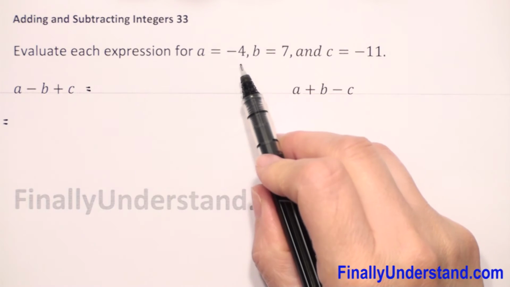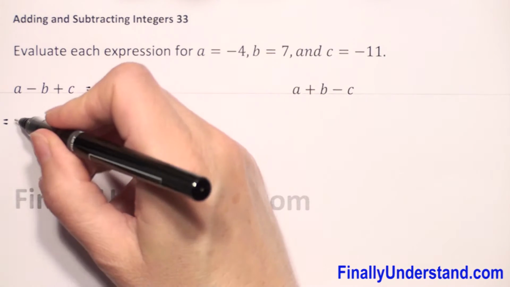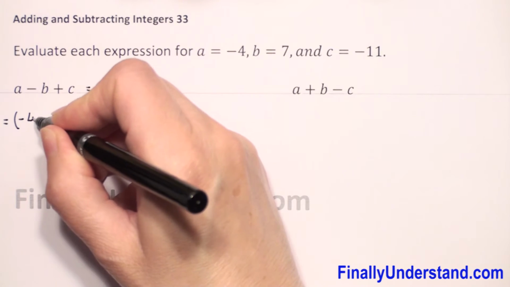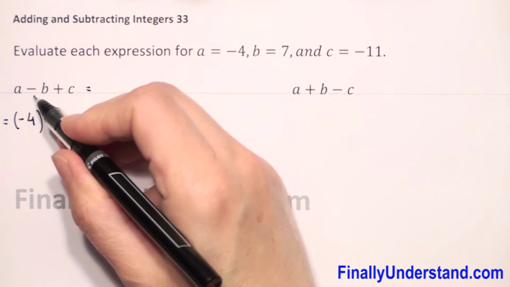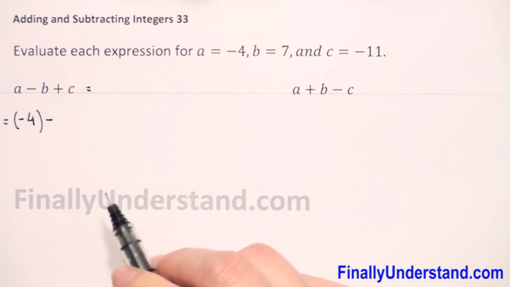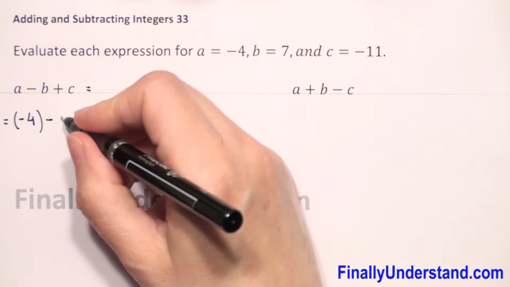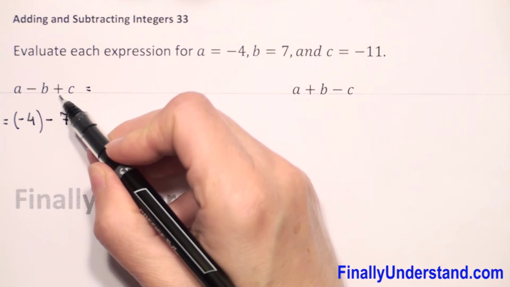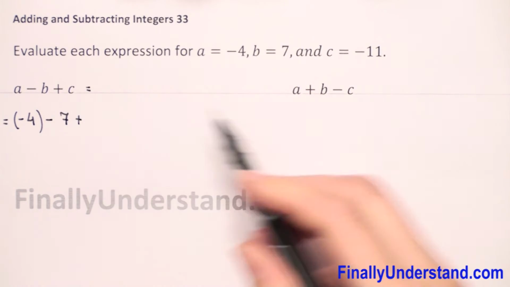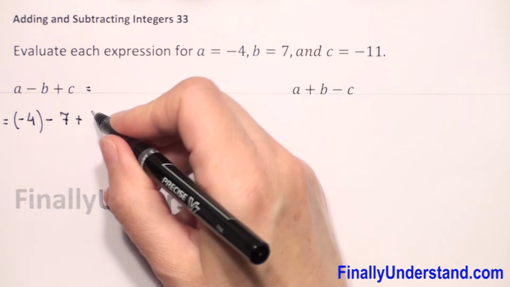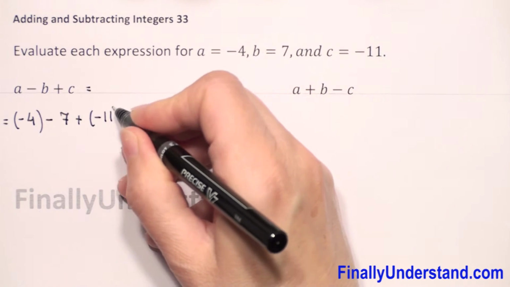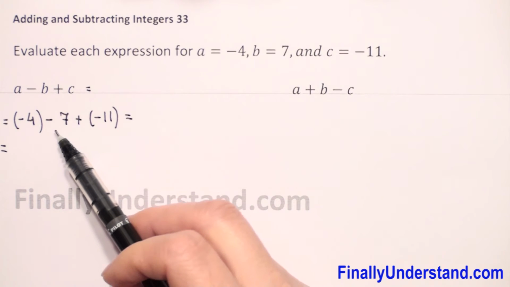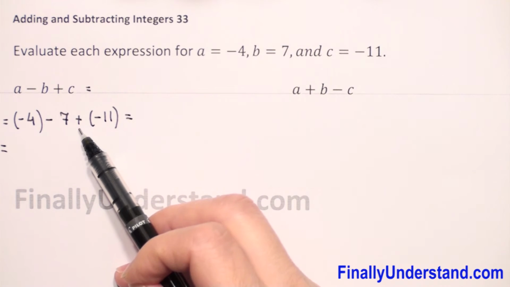A we have to substitute by -4. Because this number is negative, I will put this in parentheses. Next we have to copy the negative sign, and b is 7. So let me write 7 plus, copy another sign, and c is -11. So again I will put in parentheses. So this is equal. We have subtraction and addition.